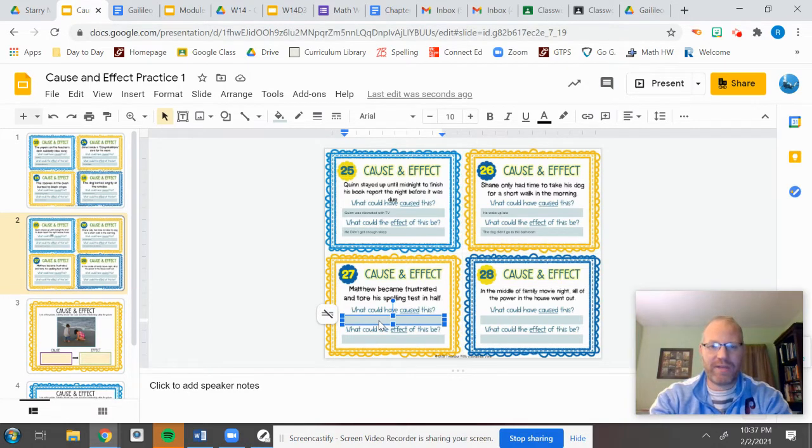Matthew became frustrated and tore his spelling test in half. What could have caused this? He didn't study. So he tore his test in half. What's the effect of tearing his test in half? He earned a 0 on his test. No!